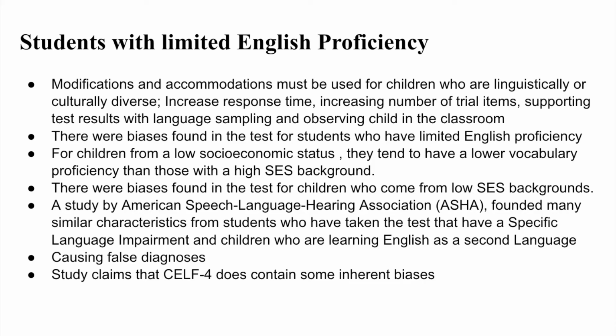Children from a low socioeconomic status tend to have a lower vocabulary proficiency than those from a high SES background. There were biases found in the test for children from low SES backgrounds. A study by the American Speech-Language-Hearing Association found many similar characteristics between students who have a specific language impairment and children who are learning English as a second language, causing false diagnoses. Studies claim that the CELF-4 does contain some inherent biases.